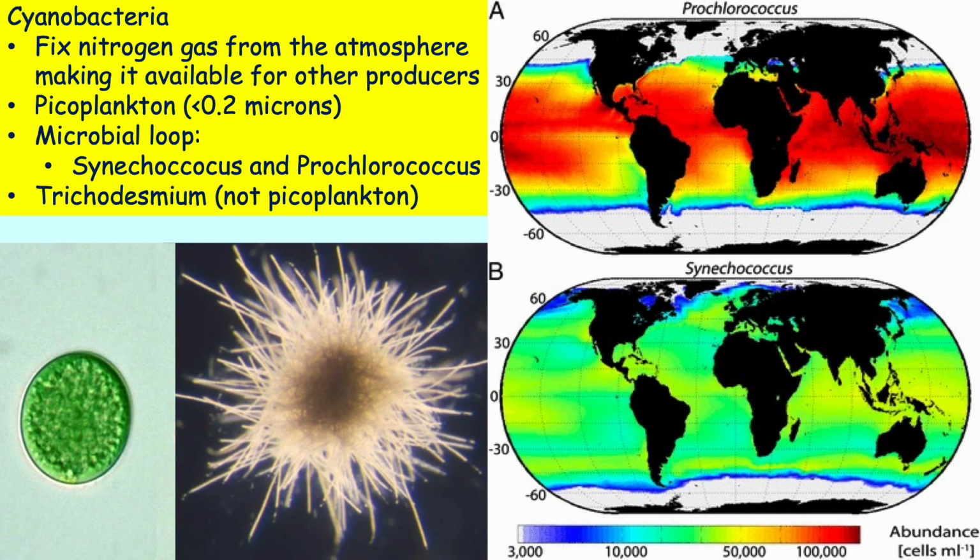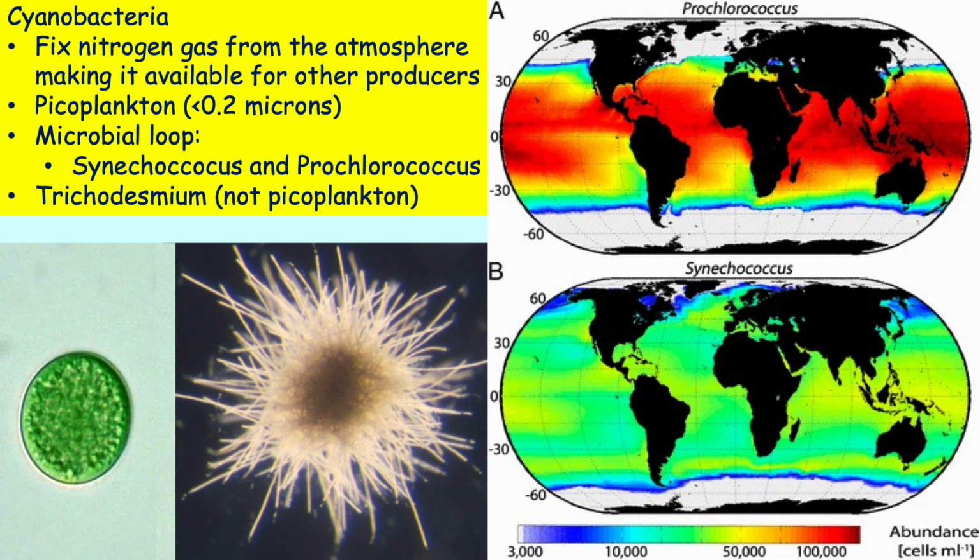The cyanobacteria are part of the phytoplankton. So these are the smallest type of phytoplankton. They're important members of the microbial loop, especially Synechococcus and Prochlorococcus, which are the two main types of cyanobacteria that we find in the world's oceans.